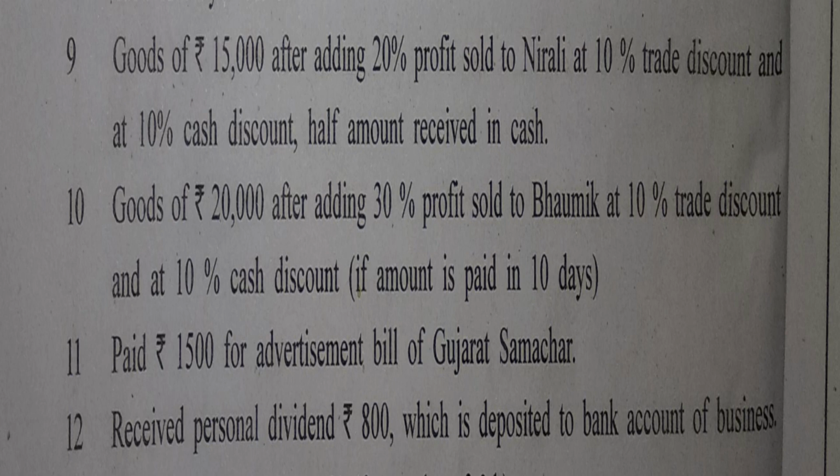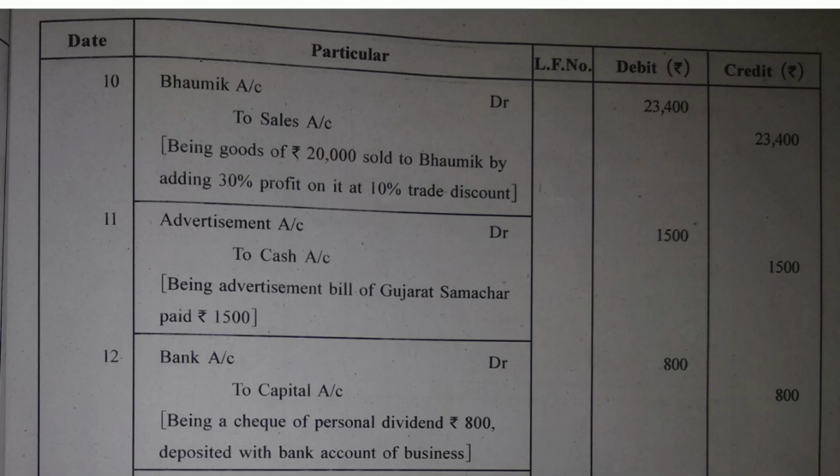Then 10% trade discount and 10% cash discount if amount is paid in 10 days. You know very well, cash discount is allowed on a cash transaction, that is on cash payment or cash receipt. Here Bhomik is our debtor. This is a credit transaction. Discount will be allowed to Bhomik when he will pay the amount, and only if he will pay within 10 days. So right now we are not supposed to calculate cash discount. We are going to calculate trade discount only. So let us understand the journal entry for this.